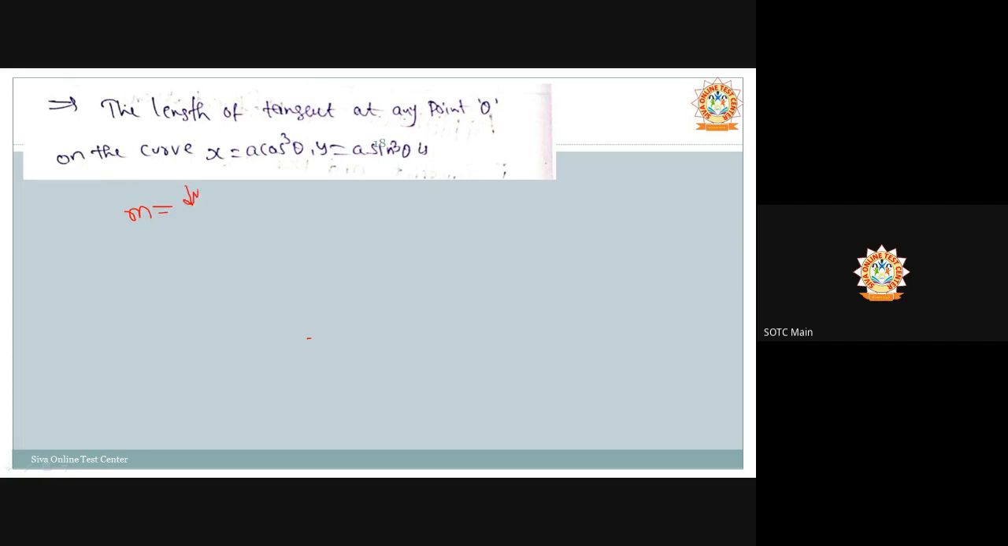That is dy by dx, right? Yes, sir. Which type of differentiation is this? Parametric differentiation. Yes, parametric differentiation. So in this you need to take the differentiation of y with respect to theta and differentiation of x with respect to theta. So a is a constant here.